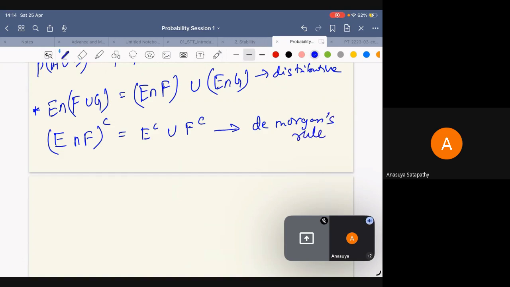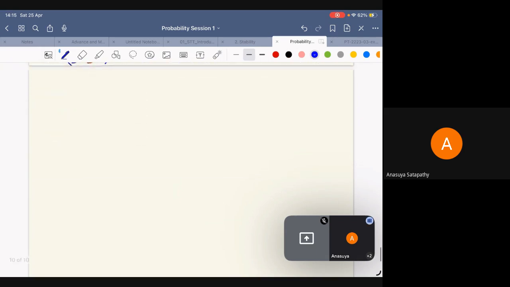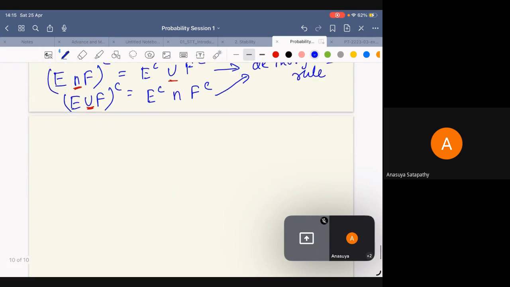One more also, (E union F) whole complement. I can write it by just changing intersection to union and union to intersection: E complement intersection F complement. So this is also De Morgan's law. Okay, so you know all these concepts. Let me also write one more.